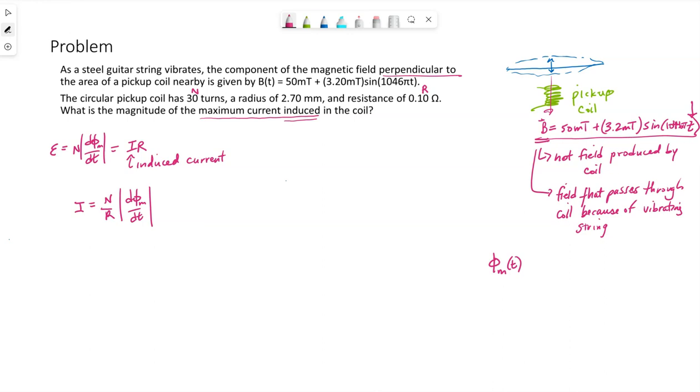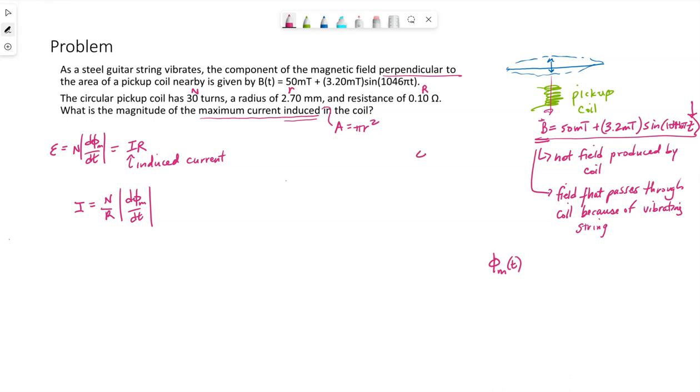They give us a radius of this coil, which is going to come into play for the cross-sectional area. Having a radius implies a circular cross-section. So the area of a circle is pi r squared. Flux, we need the equation for flux in terms of time so that we can take the derivative of it and plug it in here.